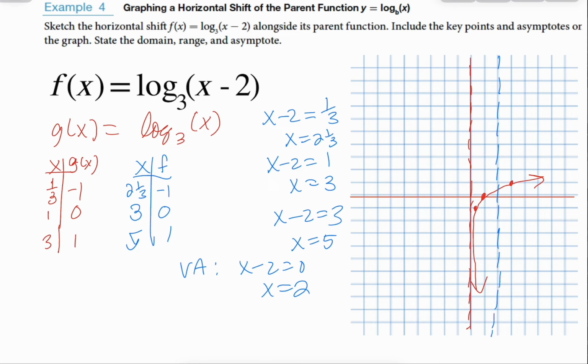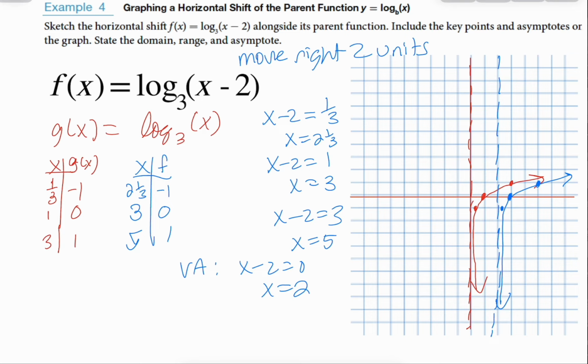We have some really nice points. Let's put those on there. And so at 2 1/3, we're down at -1. At 3, we're at 0. At 5, we are at 1. So what you should have expected happens. It moved to the right 2 units.